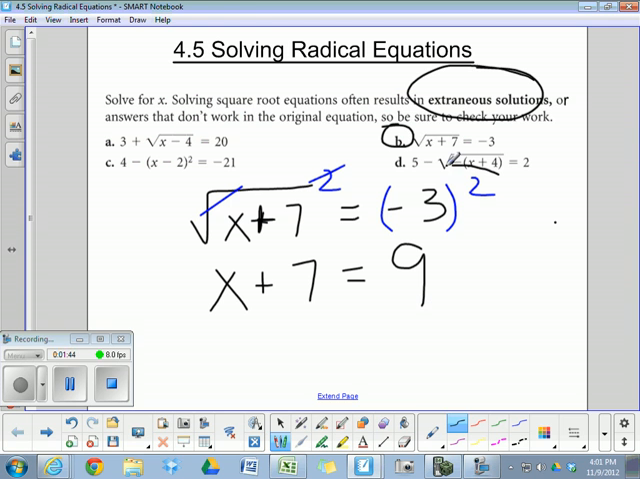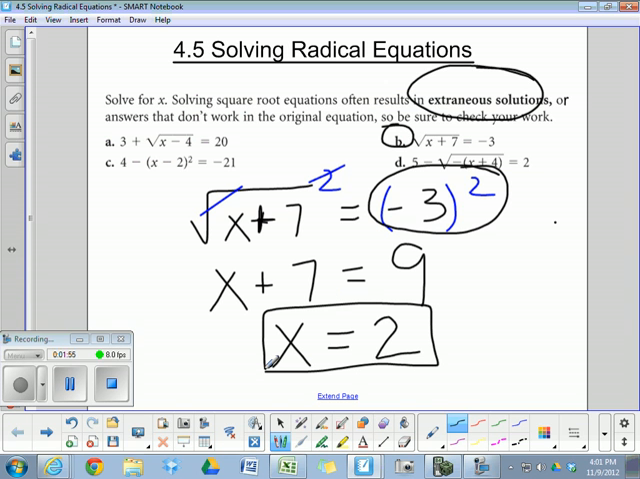Squaring negative 3 gives you positive 9. Remember, that came up on the last test. Some students got negative 9. It's positive 9. Next, we simply take away 7 from both sides, and you get the answer 2. So the solution is supposed to be x equals 2.